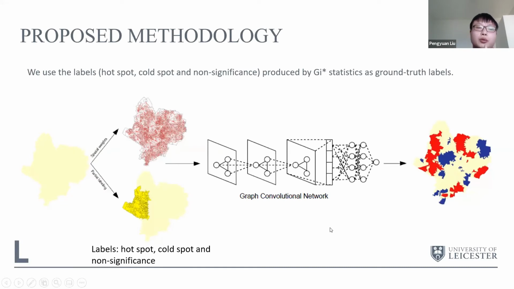For the labels, we're using GiStar statistics to identify the hotspot, cold spot, and the non-significant areas in this map. And we're still using those labels as the ground truth labels in order to evaluate the performance of this graph convolutional neural network.